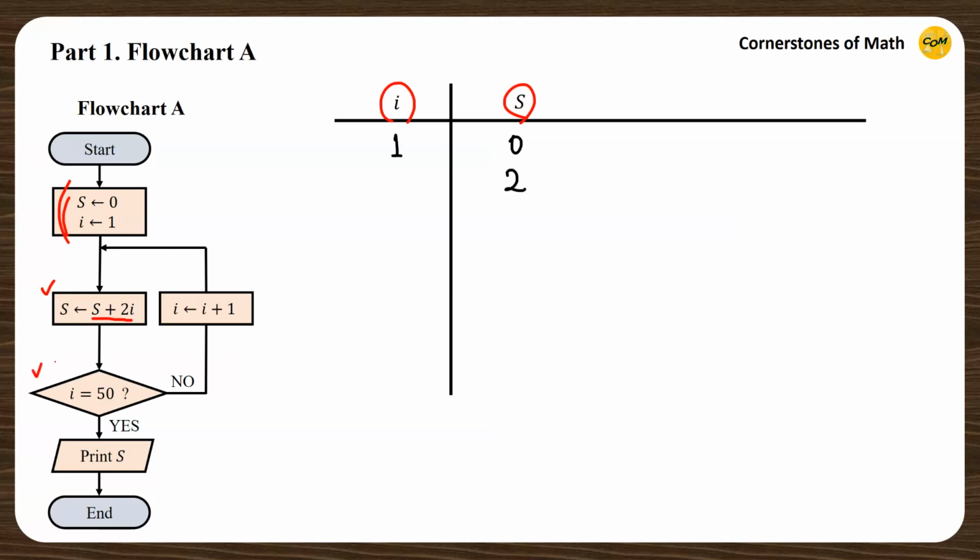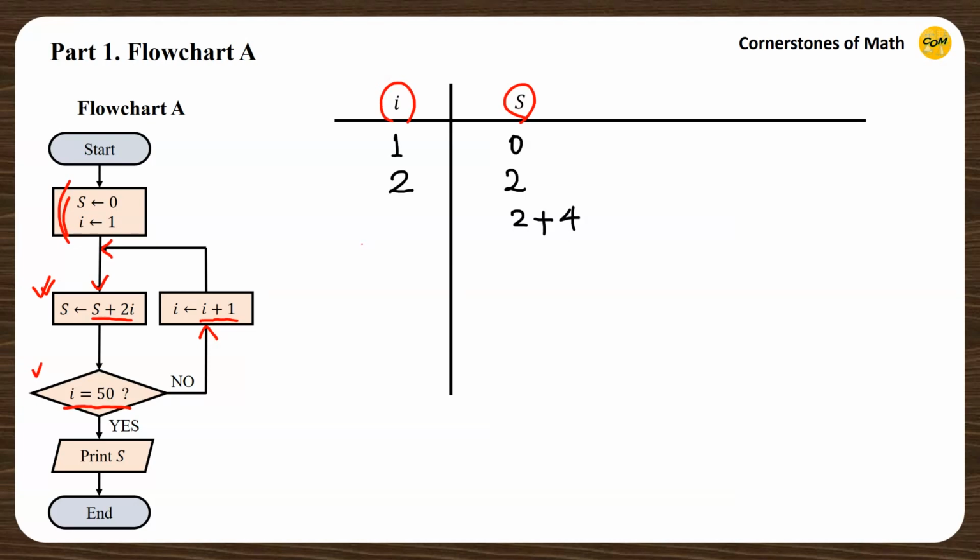In the next step, we have a decision point. It checks whether the value of i is 50 or not. It is obviously not at this point, so we go to here. Here we increase the value of i by 1, so i becomes 2. So we're back to here. So we have to add 2i to the current value of s. And since now the value of i is 2, we have to add 2 times 2, which is 4.